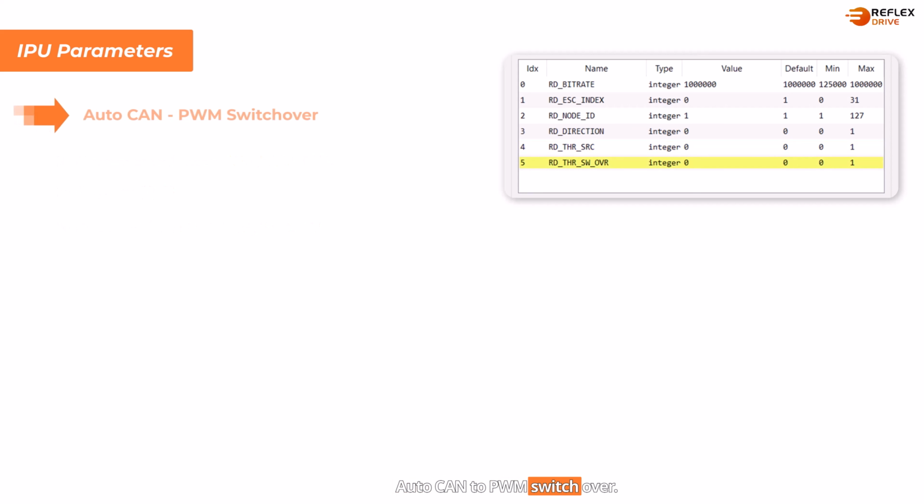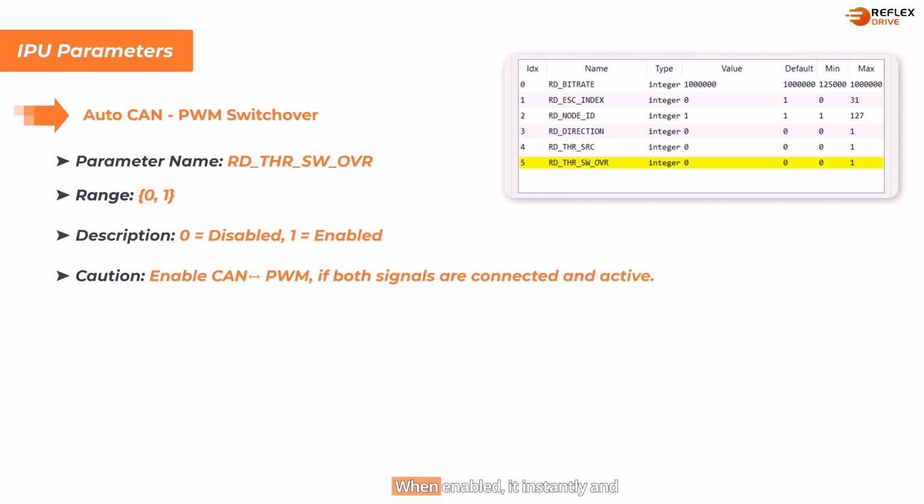Auto CAN to PWM switchover, denoted by RD_THR_SW_OVR. It is a critical safety feature. When enabled, it instantly and smoothly transfers throttle control to the backup PWM signal if the primary CAN bus connection fails. Set the parameter value to 0 to disable this switchover, or 1 to enable it.